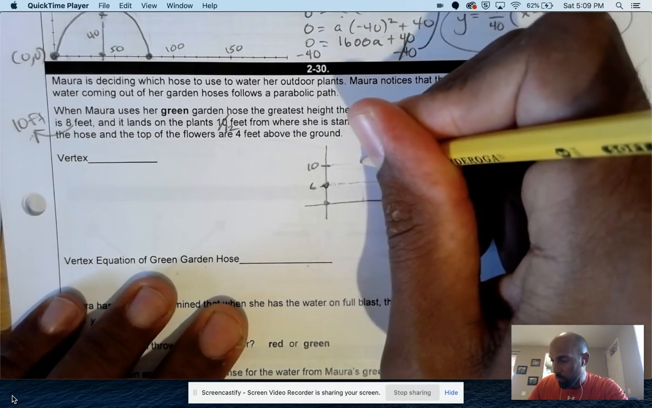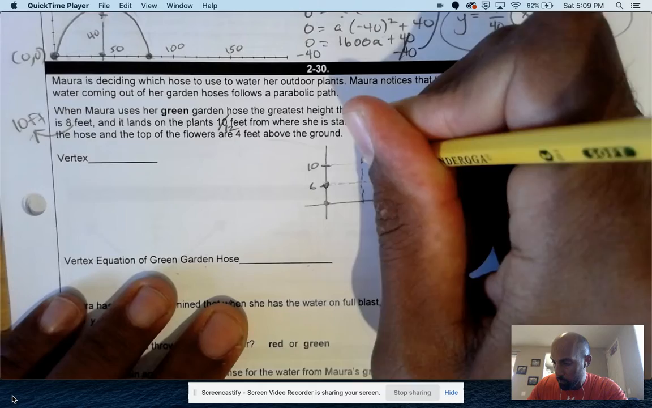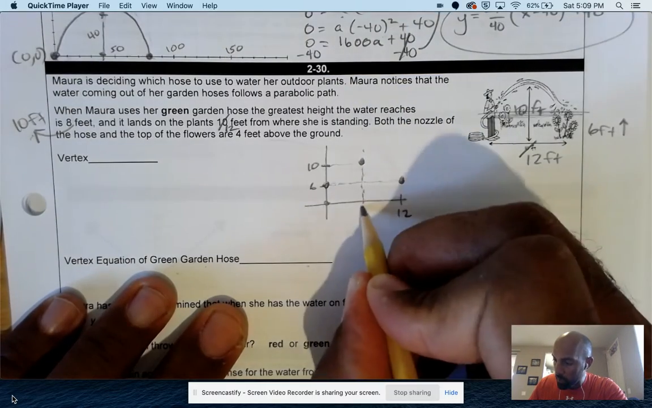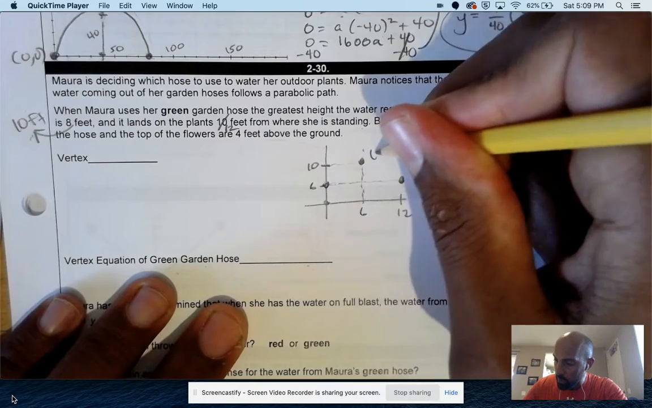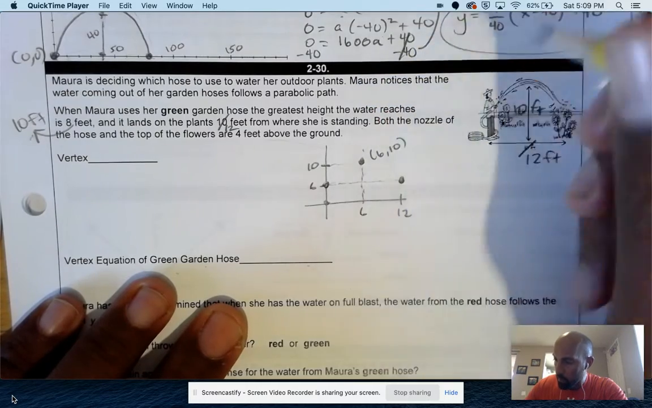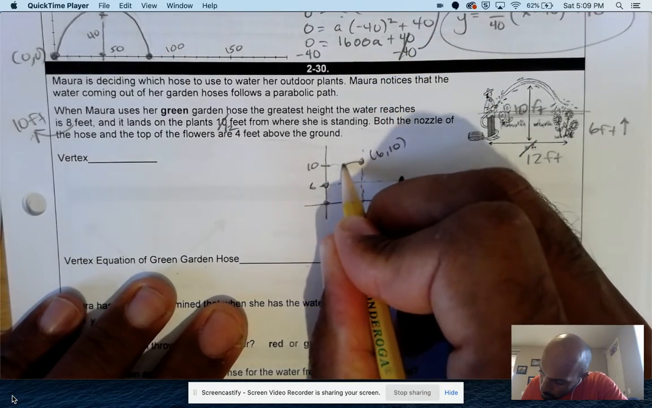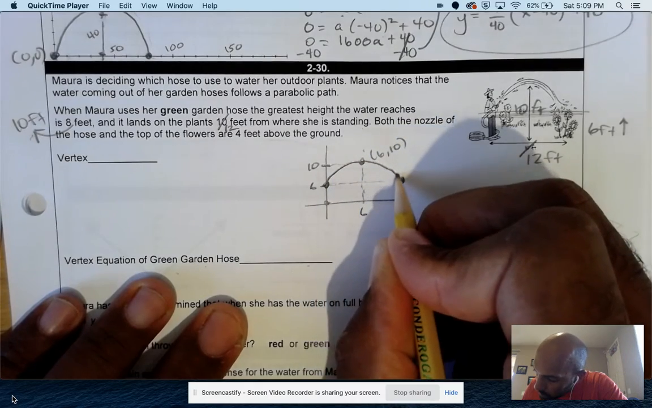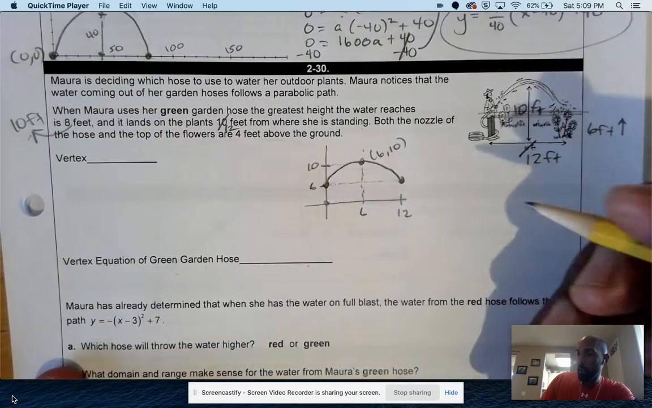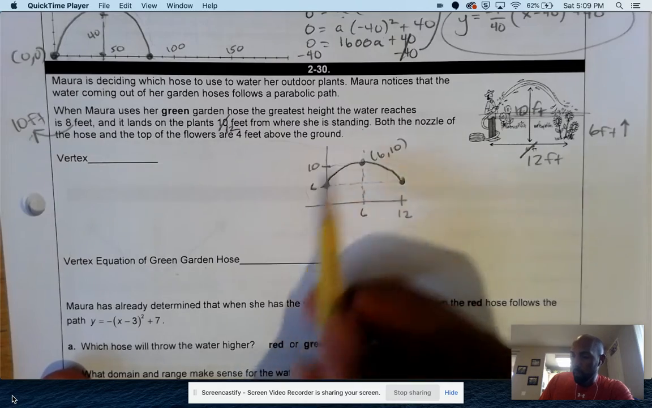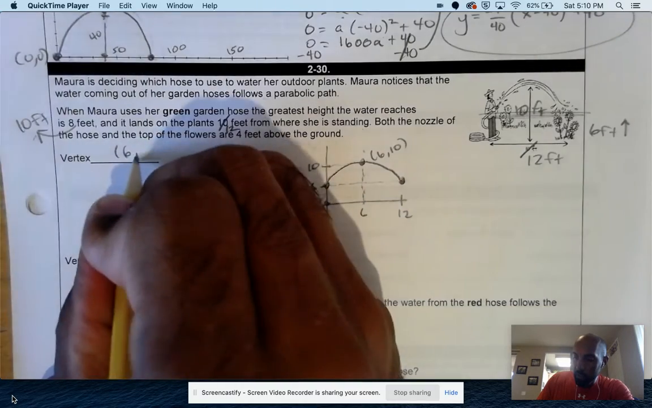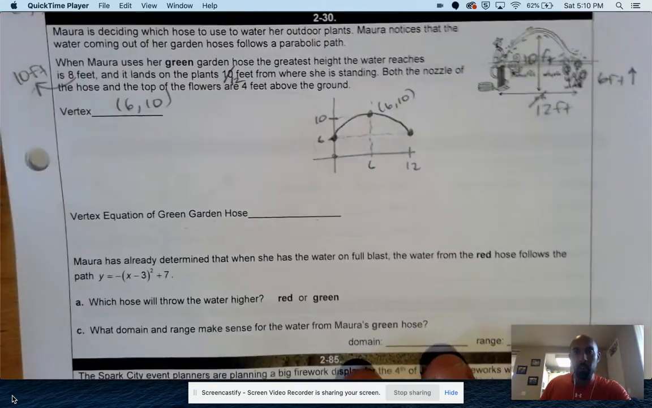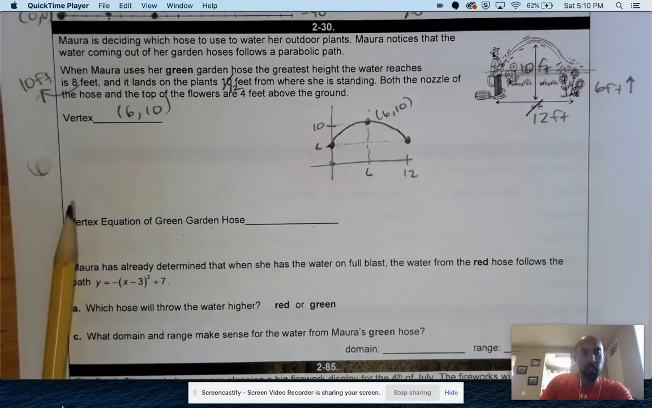And then there's my vertex point somewhere here in the middle, right? If it's right in the middle of 0 and 12, that means this is 6. So that vertex point is at (6, 10). It comes out of our hose here, and then comes up, and then hits the top of the flowers there, okay? That should help us figure out the rest of this. So there's our vertex at (6, 10). All right, we can use that to solve for the equation, which is the next question.